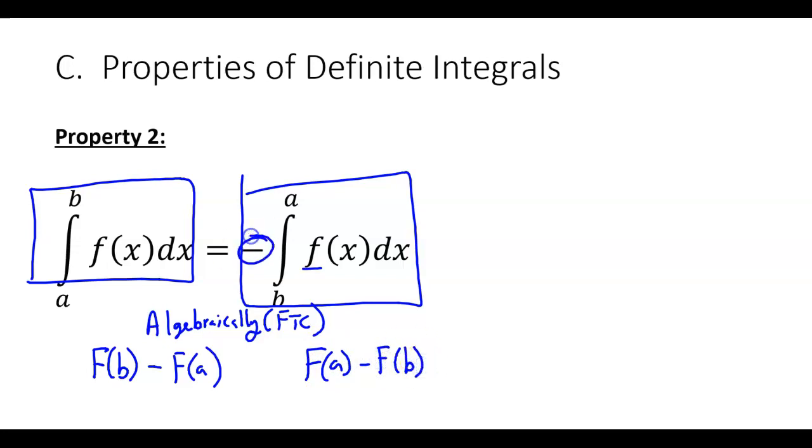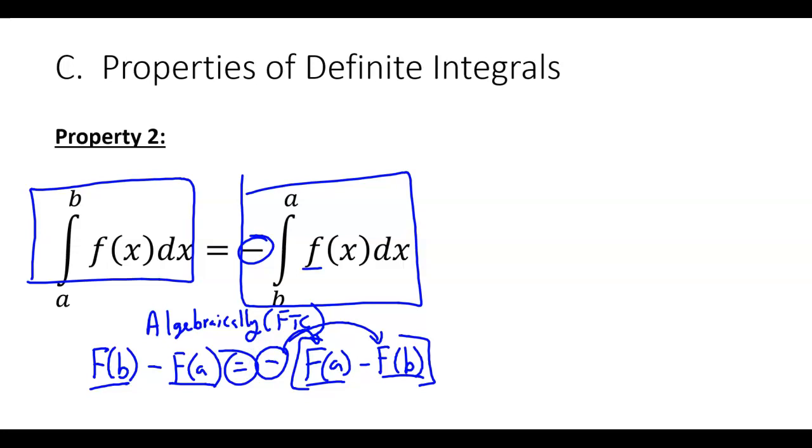But there's a negative in the front. I'm telling you these things are equal. And that's true. Because on the left side, F of b is positive and F of a is negative. On the right side, though, they're opposite. F of a is positive and F of b is negative. So if we put a negative in the front and distribute it in, that will make them become equal.